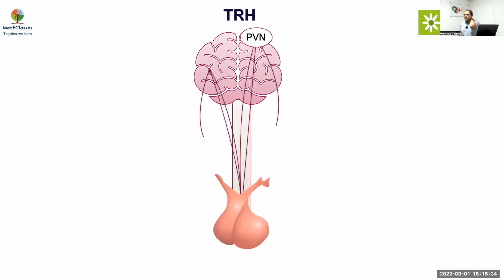It is produced by the paraventricular nuclei, the same places where you have the production of ACTH, the production of AVP and other things.